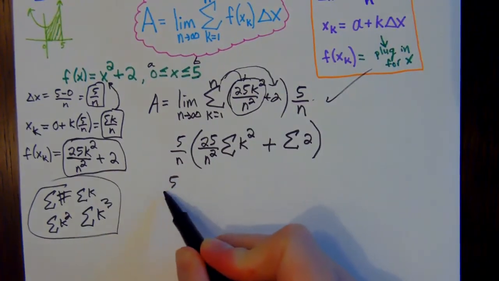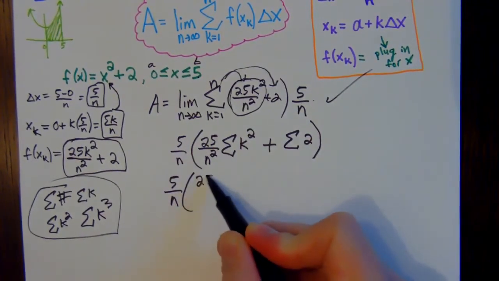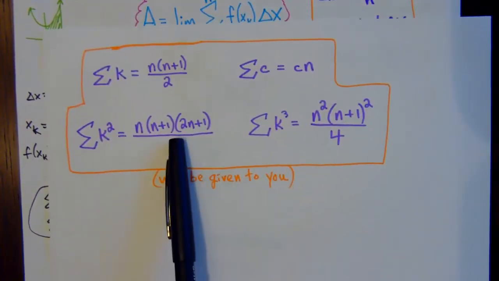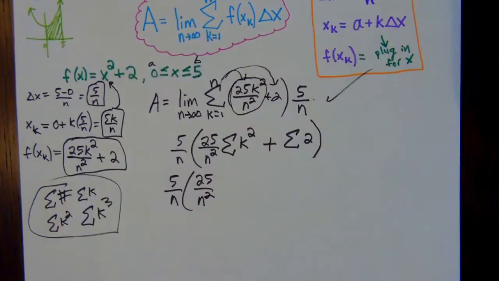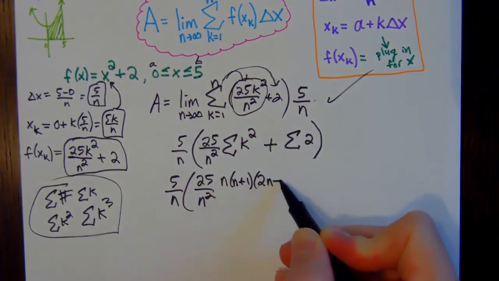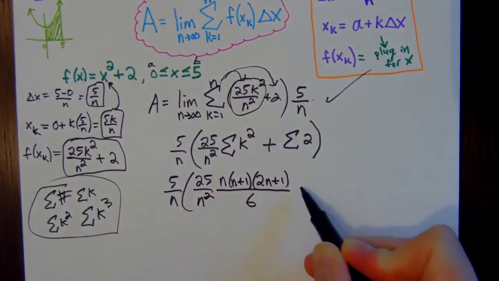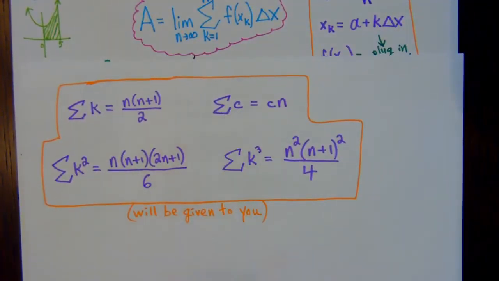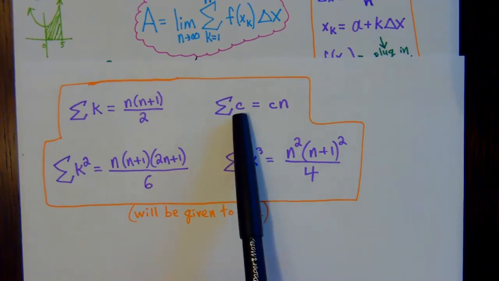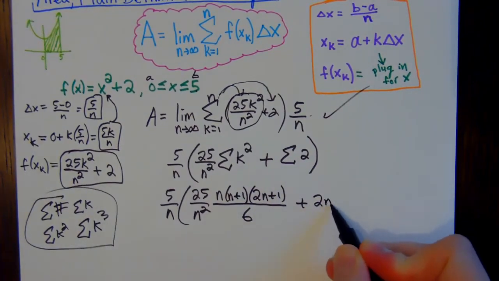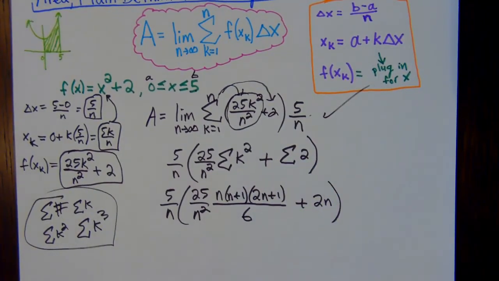So here's what I'm going to do. The 5 over n is just there. Now I'm going to carry down the 25 over n squared. And when I do the summation of k squared, I got this guy right here. I'm just going to replace it with that. That's what it's equal to. So we're going to replace that with n plus 1, 2n plus 1, all over 6. And then you're going to go plus the summation of a number. Now, anytime you have a number, it's really like you're adding up 2 plus 2 plus 2 plus 2, n number of times there. So whenever you have a number, it's just going to be c times n. And so that's all you're going to do here, you're just going to get a 2n when you have that number. And then this 5 over n is with both terms there, separated by that plus sign.